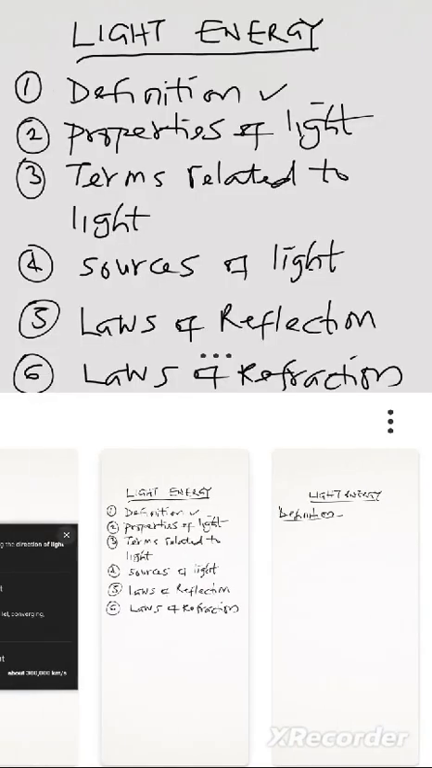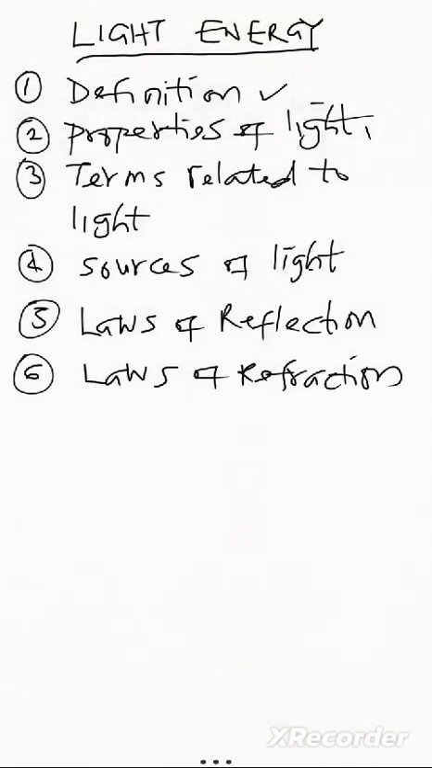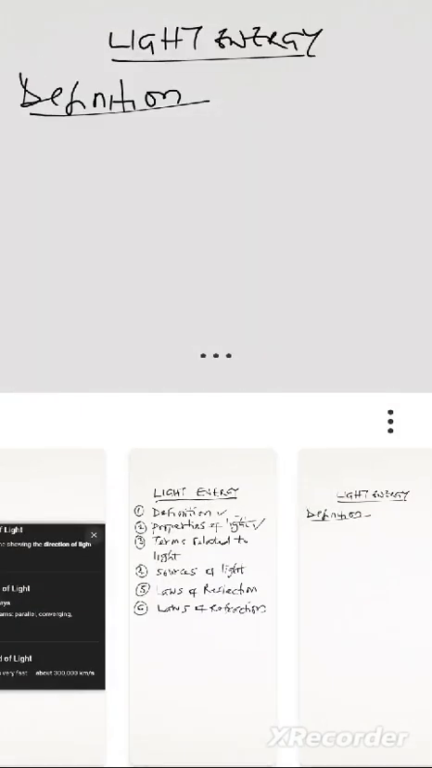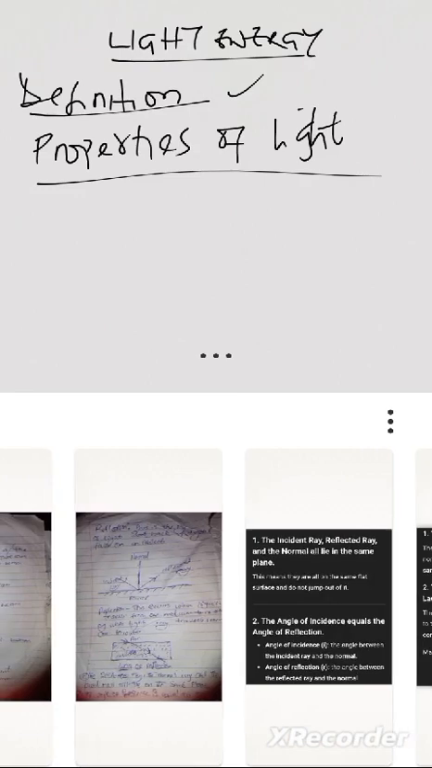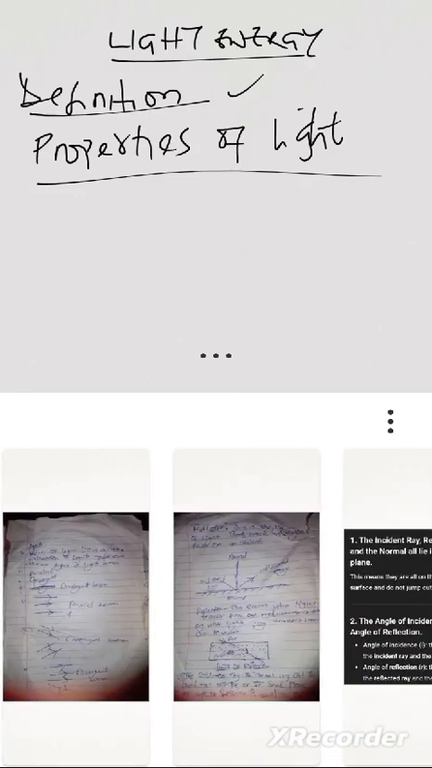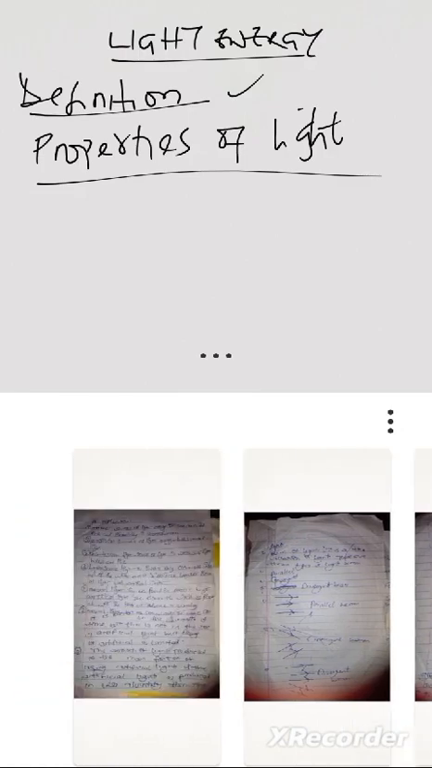I'm going back to our table of contents. So we are done with the definition, which is number 1. Number 2, let's talk about the properties of light. Now we are talking about properties of light. Let me go to your notes where you learned about properties of light so that we can explain any part that appears to be confusing.